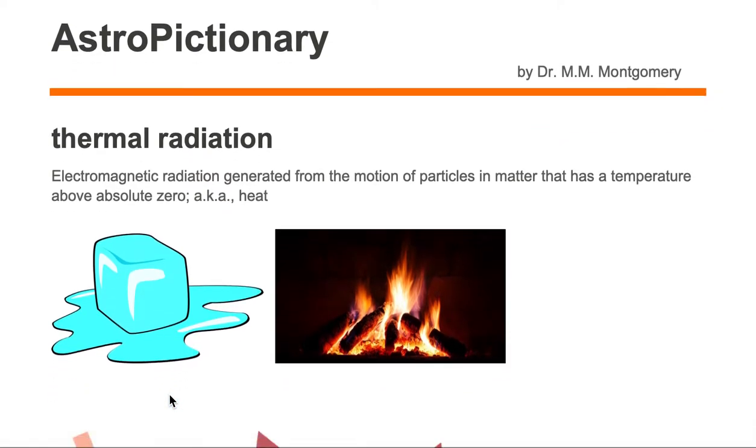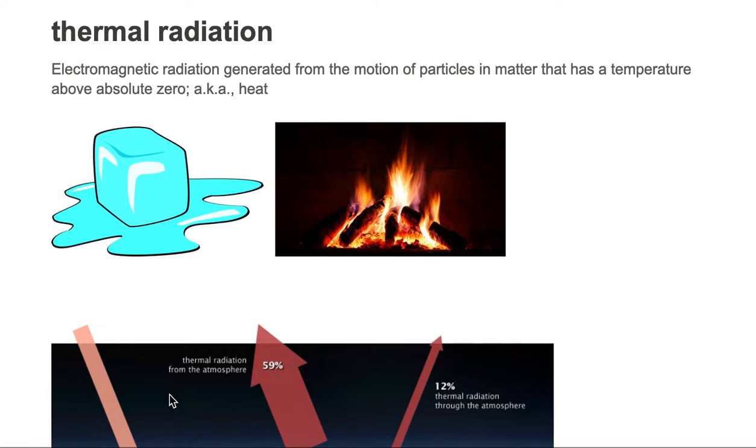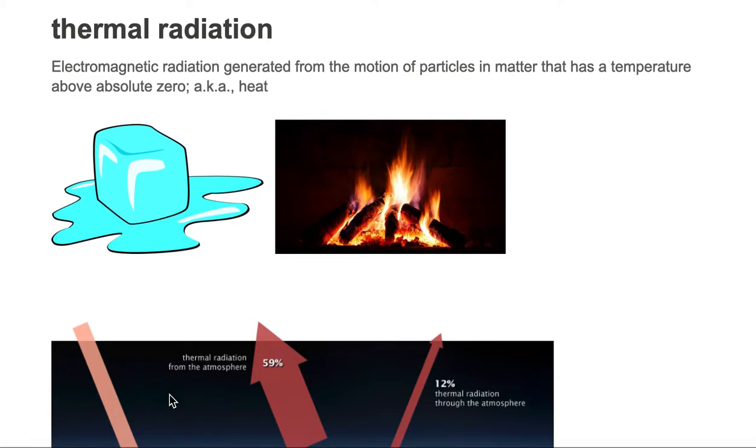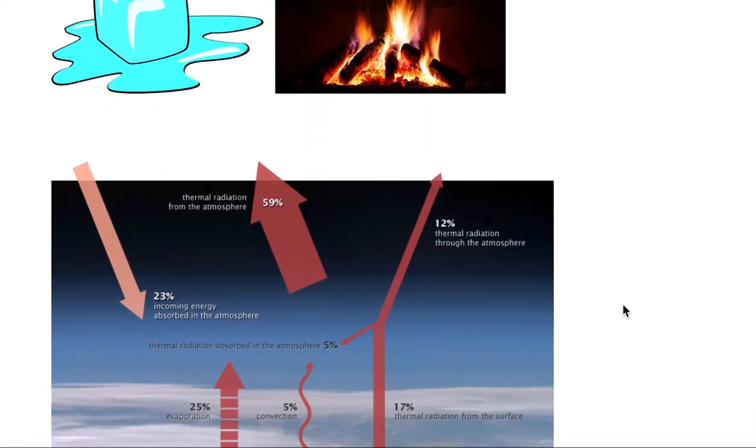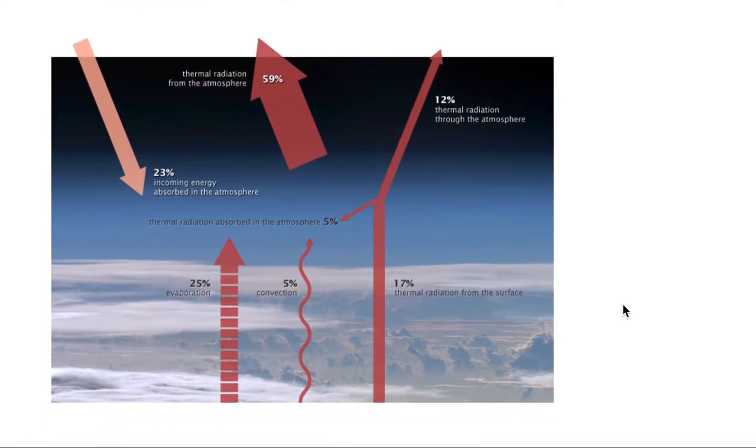So thermal radiation is electromagnetic radiation generated from the motion of particles in matter that has a temperature above absolute zero. And most thermal radiation is in the infrared band. So let's take a look at another example, and that is Earth's atmosphere, especially during summer. You have incident radiation coming in from the sun, for example, and you have the radiation that is the temperature of the Earth's surface that it comes to a set temperature and re-radiates, and it's re-radiating in the infrared, and some of it passes through Earth's atmosphere.